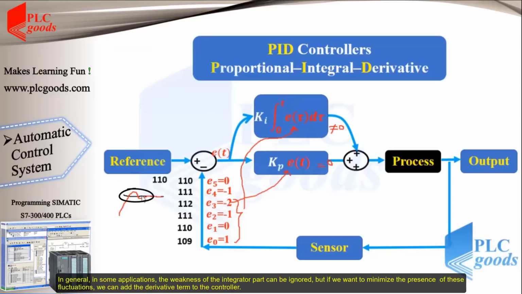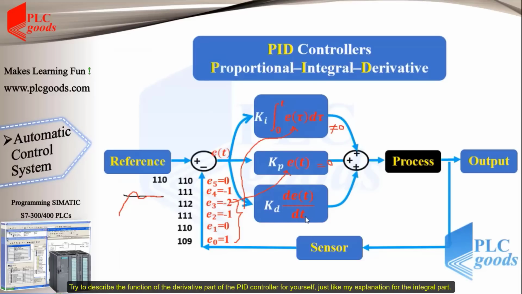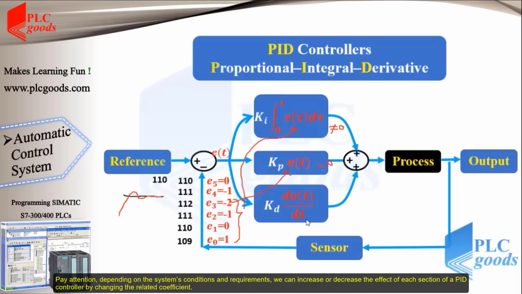In general, in some applications, the weakness of the integrator part can be ignored, but if we want to minimize the presence of these fluctuations, we can add the derivative term to the controller. Try to describe the function of the derivative part of the PID controller for yourself, just like my explanation for the integral part. Pay attention, depending on the system's conditions and requirements, we can increase or decrease the effect of each section of a PID controller by changing the related coefficient.